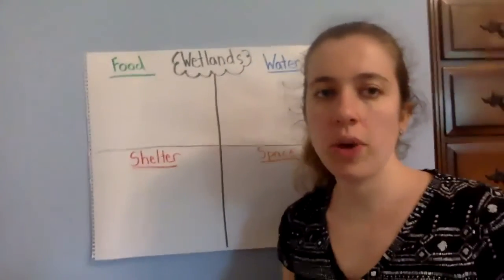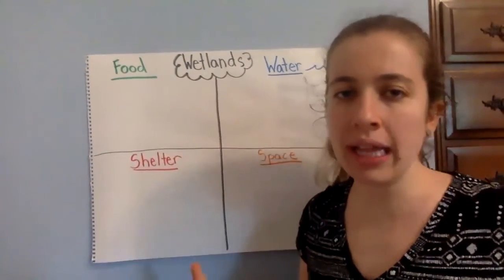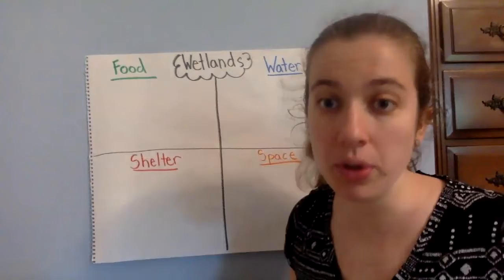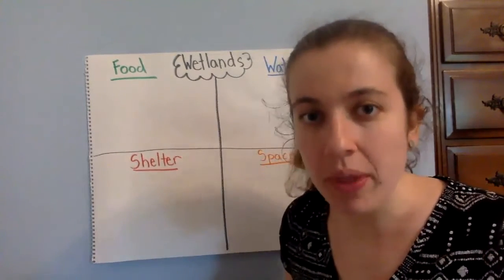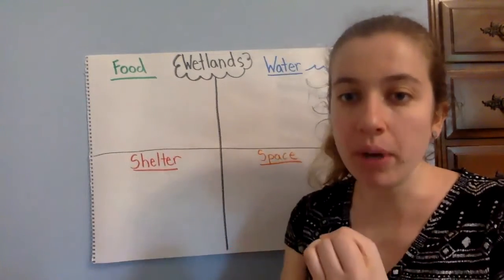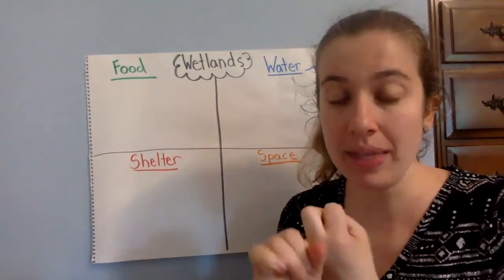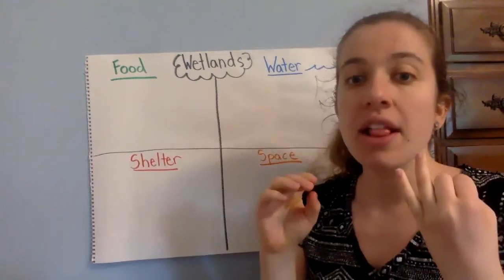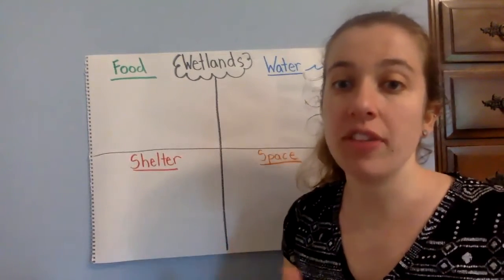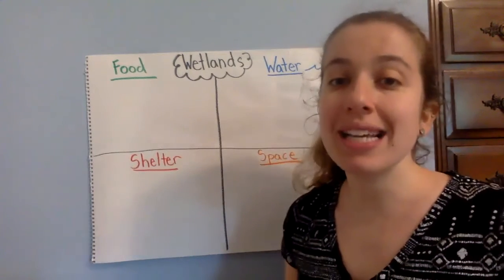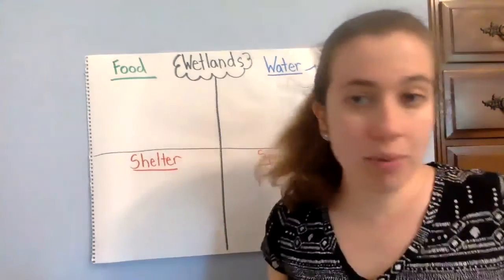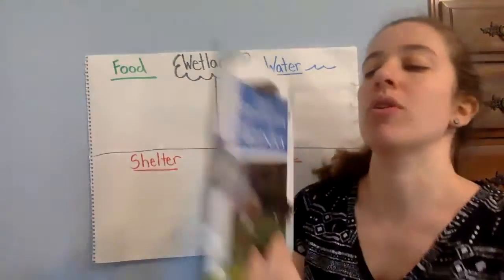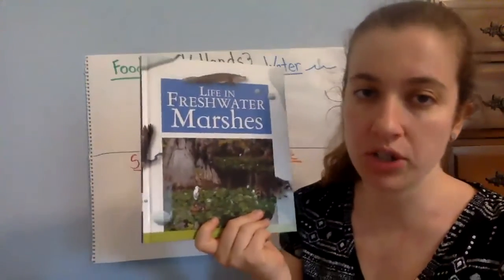Hey everybody, so we are officially in wetlands research inquiry mode. When people research, they try to learn more about something. People research by reading books, asking an expert like we did this morning, watching videos, and researching on the internet. So I'm going to continue some of the research that we did this morning, and I am going to read this book called Life in Freshwater Marshes.